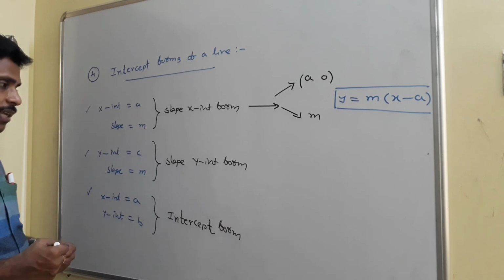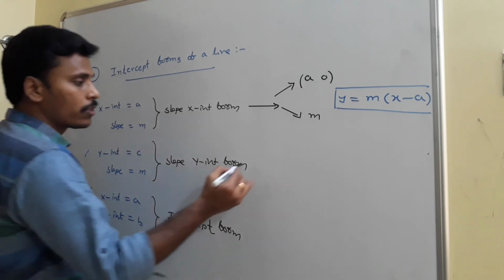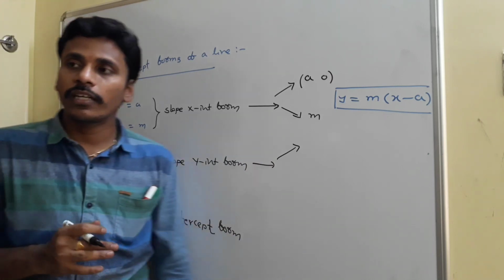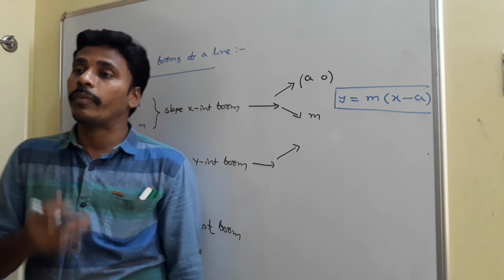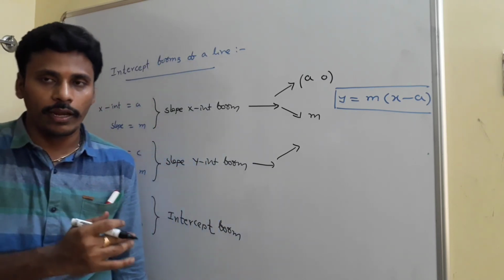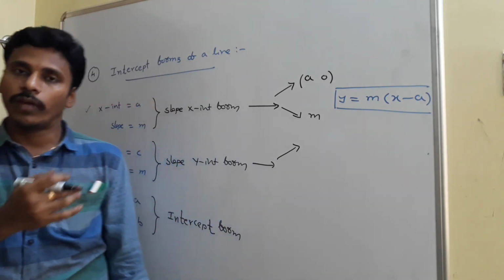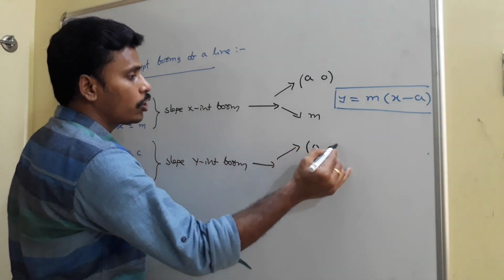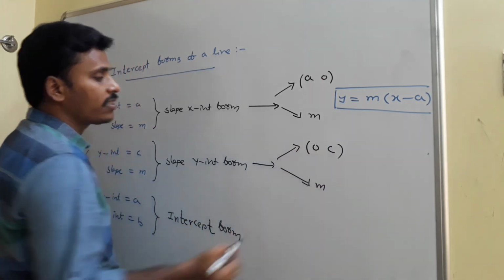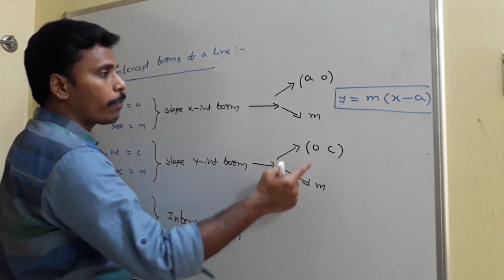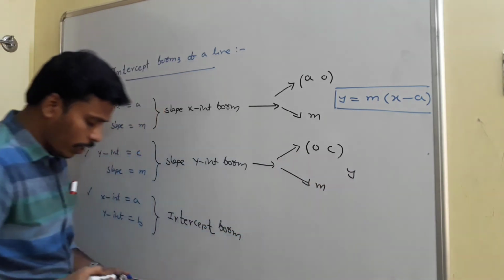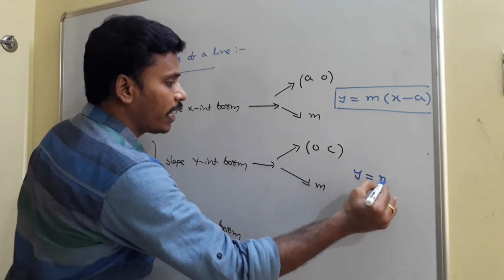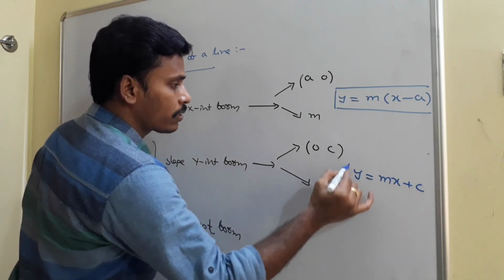And in the second case, the y-intercept and the slope are given. The y-intercept is c. As per the definition, the y-intercept is the y-coordinate of the point which is common for the y-axis as well as for the line. So that y-coordinate is c. Since it is on the y-axis, your point is (0, c), and the slope is given directly as m. With the slope and a point, the equation of the line is y = mx + c.